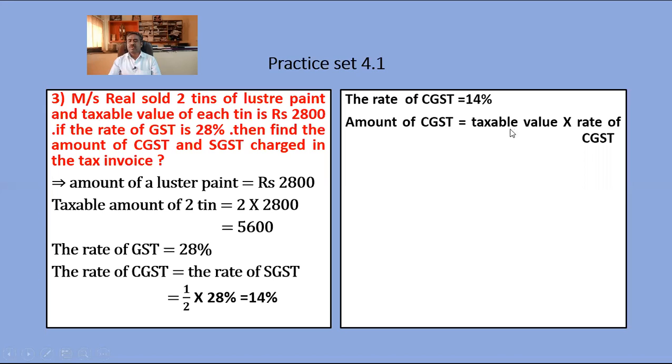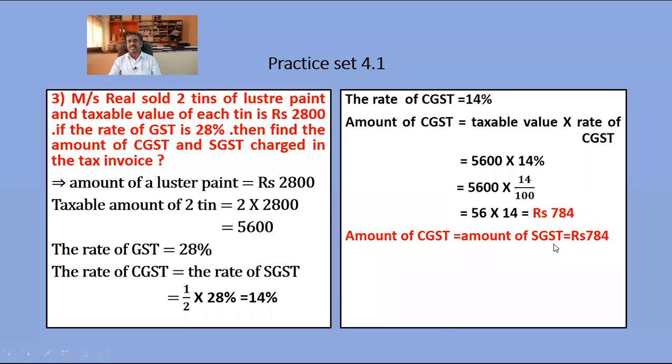The amount of CGST is equal to taxable value multiply rate of CGST. Taxable value is 5,600 multiply 14%. 5,600 multiply 14 upon 100, two zeros get cancelled. 56 multiply 14 is equal to rupees 784. This is the amount of CGST. Amount of SGST is the same as amount of CGST is equal to rupees 784.